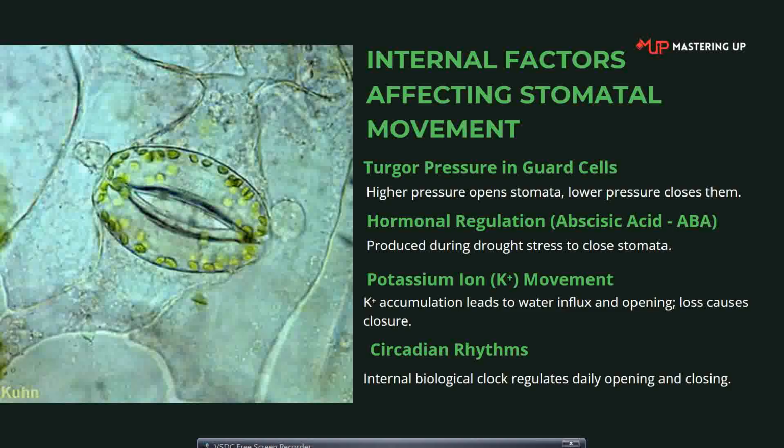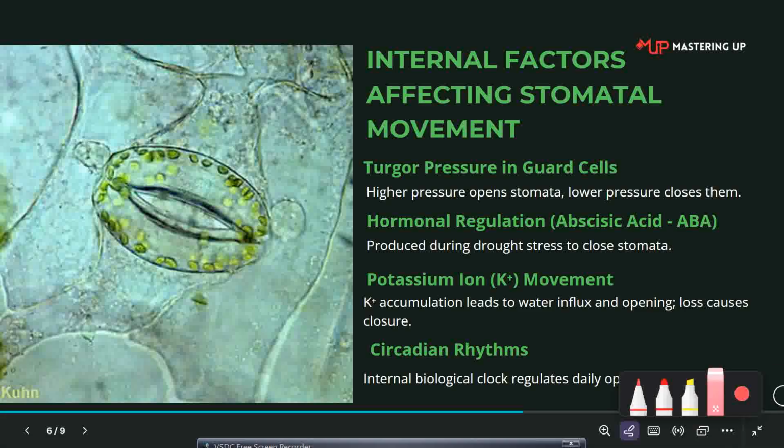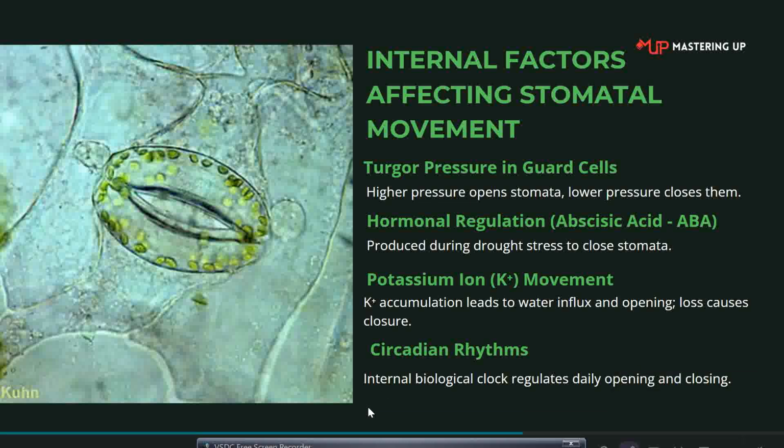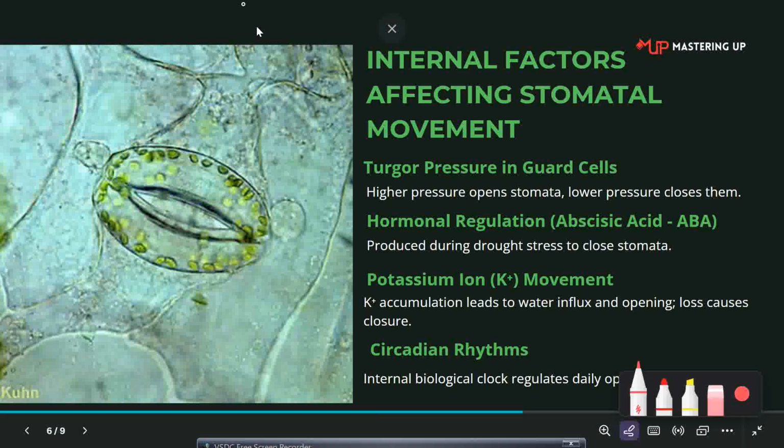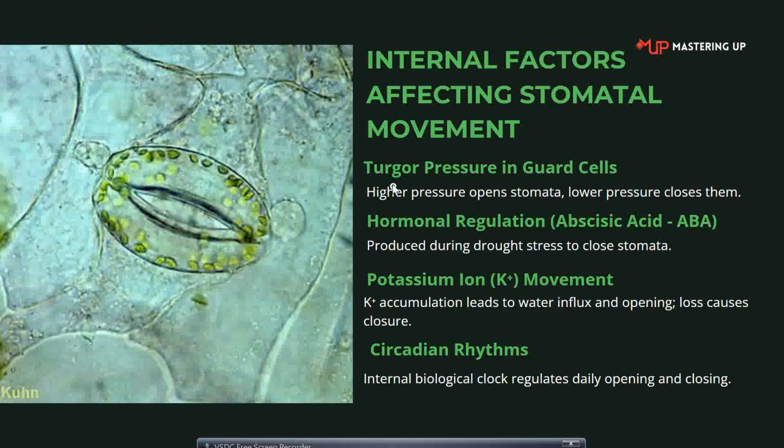So this is actually a microscopic picture of stomata. Here you can see two guard cells are there, subsidiary cells are also there. Now the internal factors: different internal factors affect the stomatal movement, such as ionic gradient, hormonal regulations, and the biological clock.